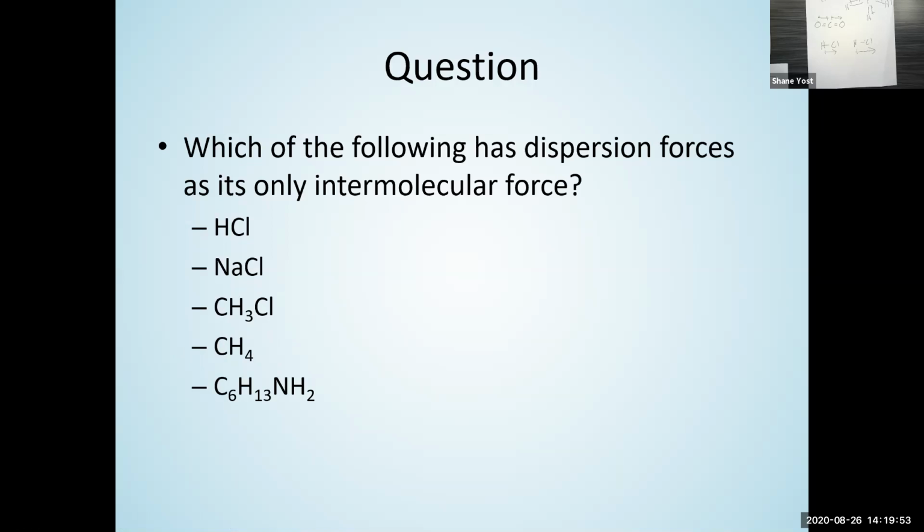And then finally, C6H13NH2. What's going to be the strongest intermolecular force there? Hydrogen bonding. It's going to be hydrogen bonding because I have a hydrogen that's bonded to nitrogen. Now, there's also dispersion interactions because it's a large molecule, a bunch of carbon-hydrogens floating around. But the strongest intermolecular force that exists in this molecule is the hydrogen bonding because of the nitrogen-hydrogen bond in this molecule. Okay?